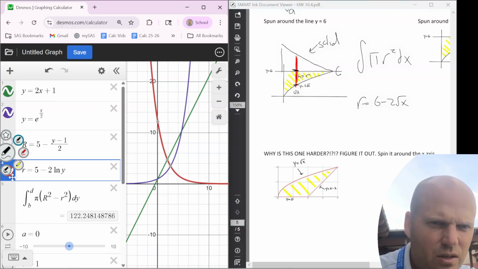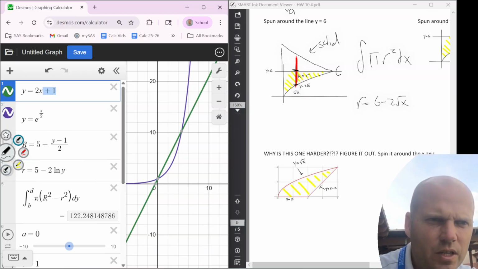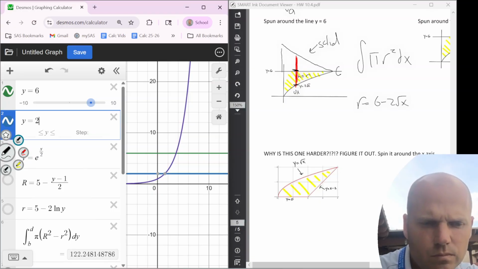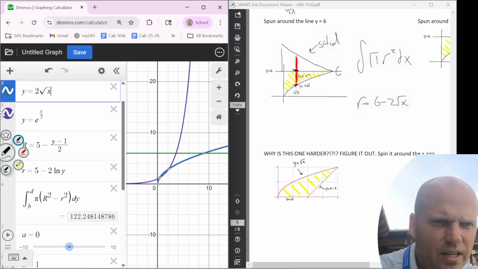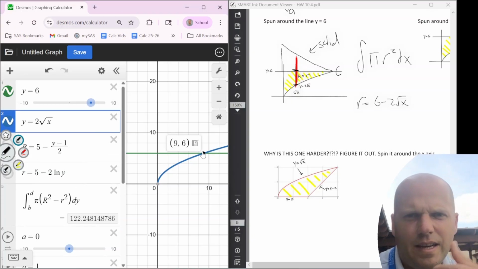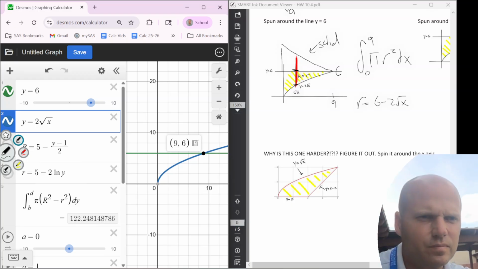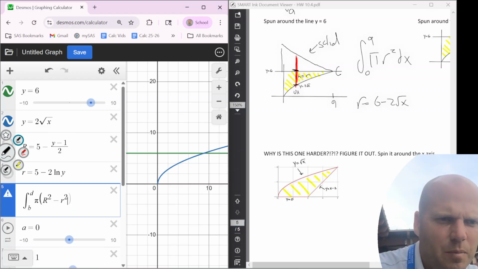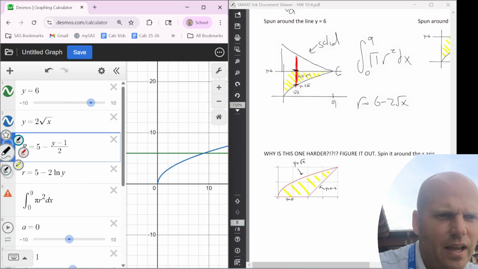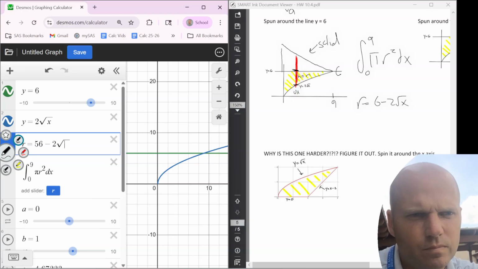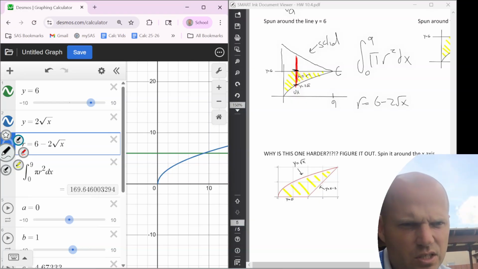And I would sum these up. I'm sorry for having all these things here. Look at this, from the x equals left to the x equals right. Those intersect at 9, 6. So we're going from x equals 0 to x equals 9. I'm going to sum up pi r squared dx from 0 to 9, and I now have a radius of 6 minus 2 root x. Sometimes it's dangerous putting too much stuff down. 169.646.